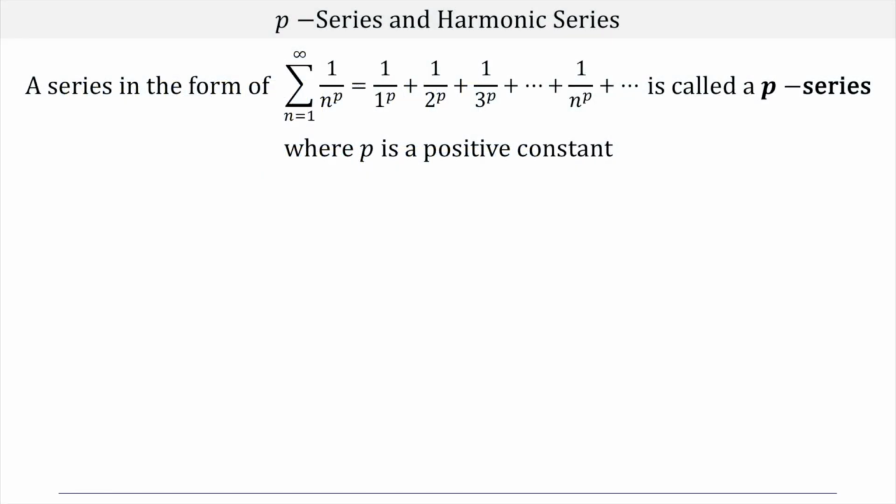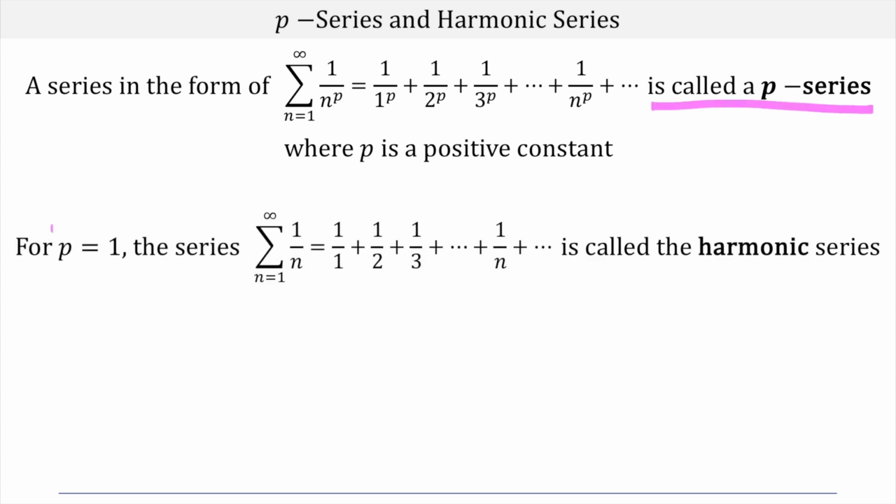A series in the form of the infinite sum of 1 over n to the p. Now that's a little bit different. n is changing. That's the base that's changing. But the exponent here is just a positive constant, just stays the same. So this is called a p-series. Specifically for p equals 1, that has a special name called the harmonic series.